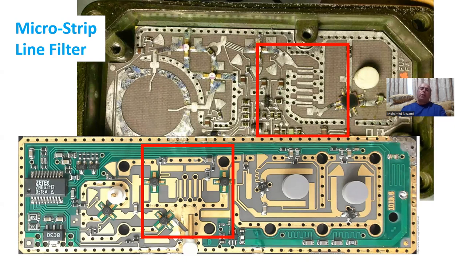People who have designed these a lot of times end up tuning them at the prototype beginning stages with an X-Acto knife, because a lot of these filters were probably designed back in the 90s and early 2000s. Not a lot of people had the luxury of having access to 3D modeling packages like we have right now, using HFSS, RF Pro, Momentum, and the other packages.